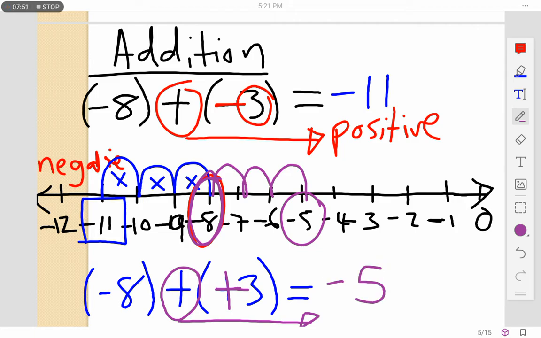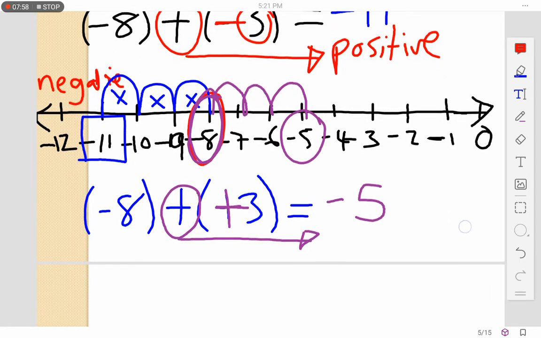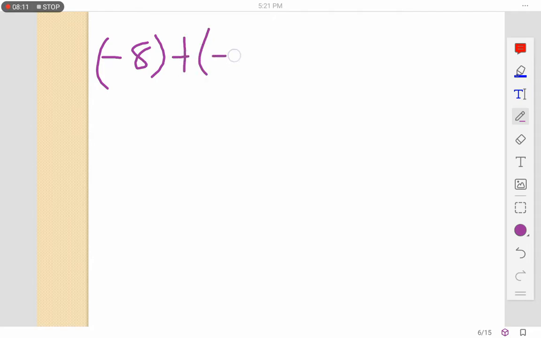This is one way of doing this, and I find it simple and easy. Let's do it in a different way that you may understand without using a number line. So I can have my minus 8 plus minus 3 equal to what? So what happens here is this.